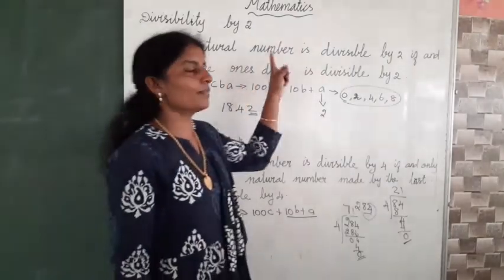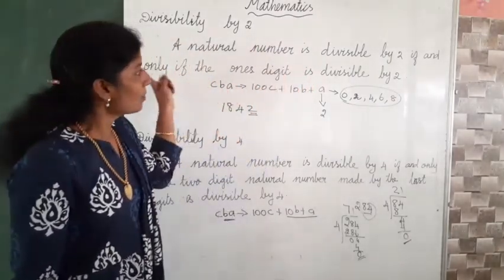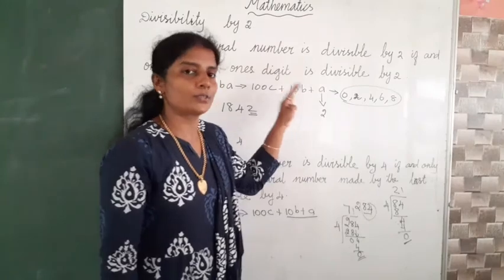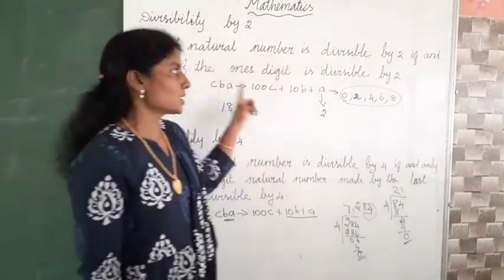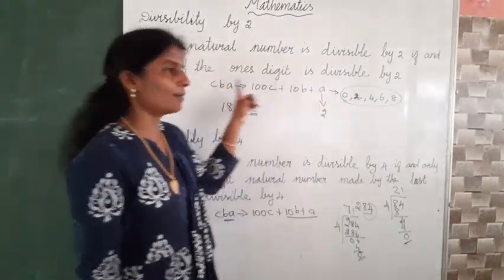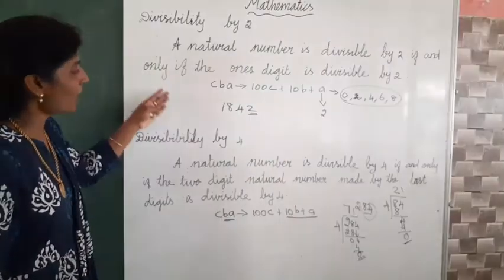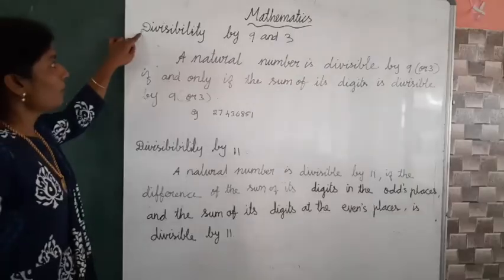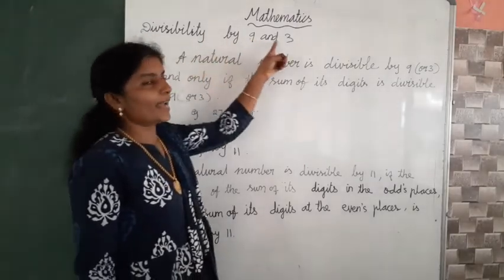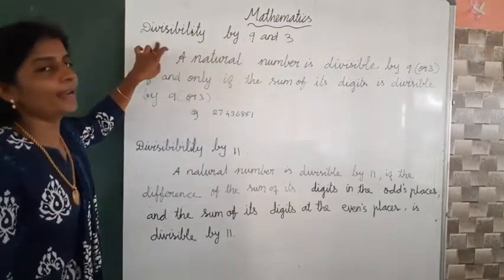A natural number is divisible by 2 if its ones digit is divisible by 2. Okay, if the ones digit is divisible by 2, then the number is divisible by 2. Clear? Divisibility by 2 and 4. Okay. Now, divisibility by 9 and 3.